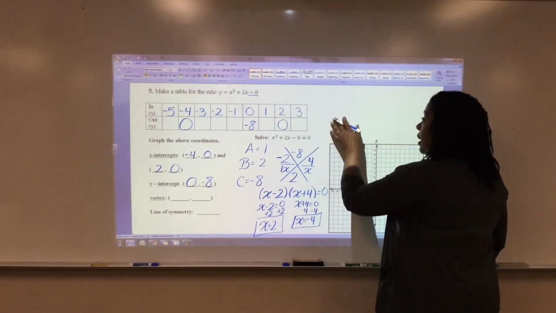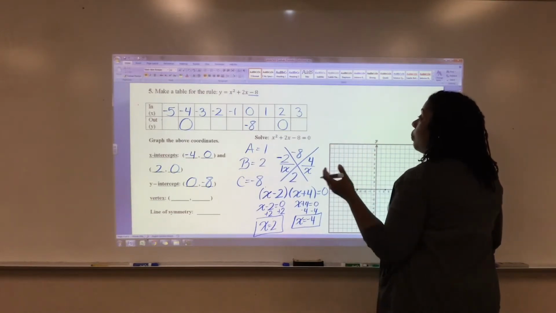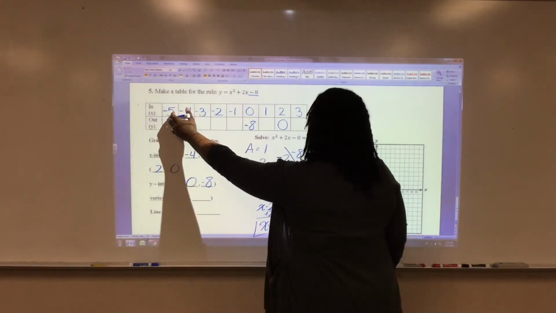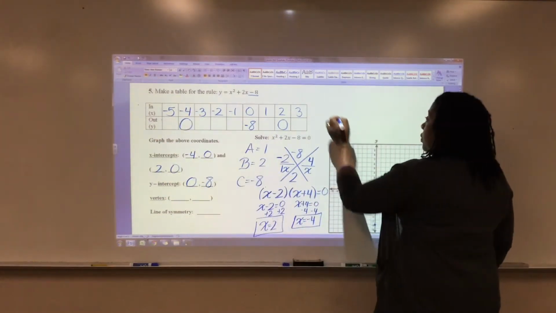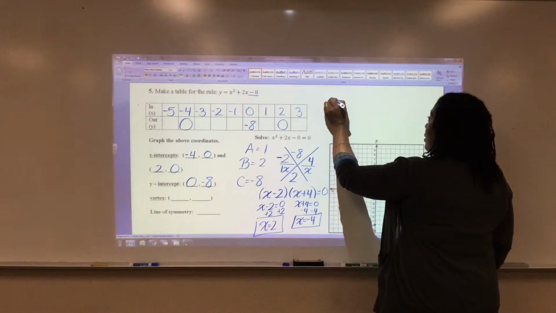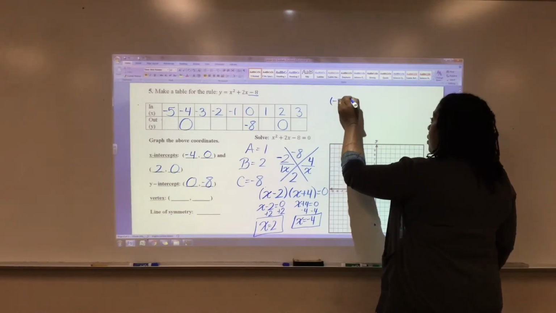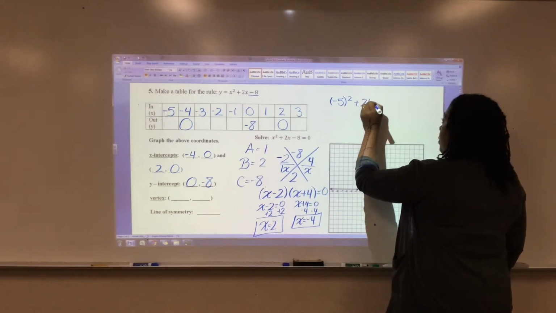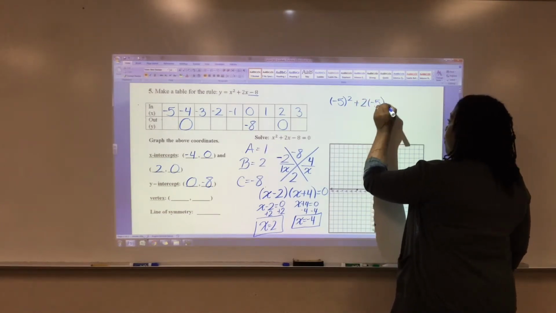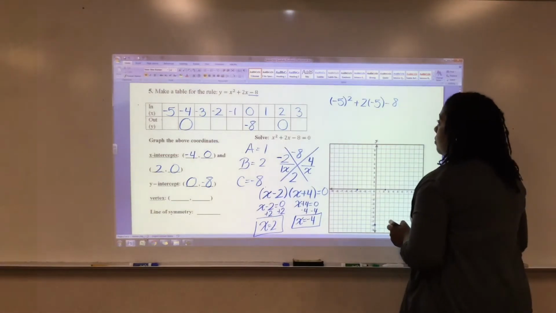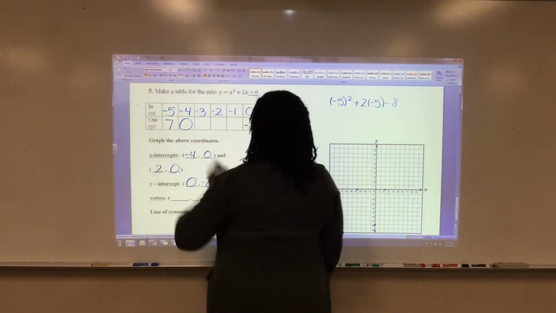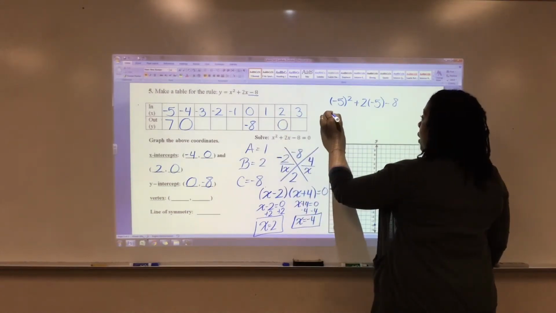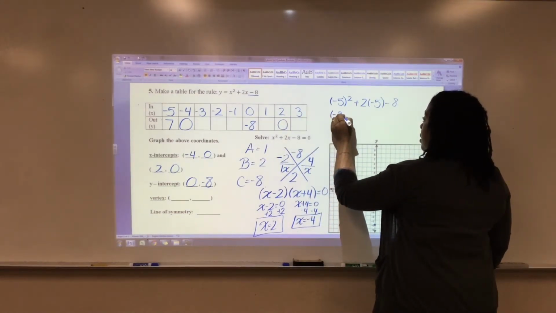In our calculator, anytime we see x, it is important to replace it with parentheses. So for our first number, we are going to replace x with -5. So in your calculator, it needs to be parentheses, -5 squared plus 2 parentheses -5 minus 8. That will give you an answer of 7. You don't need to do -4, so now we're going to go to -3.